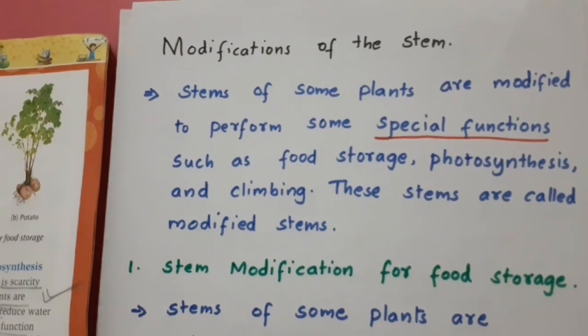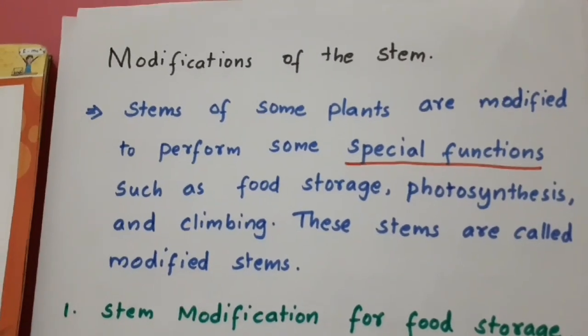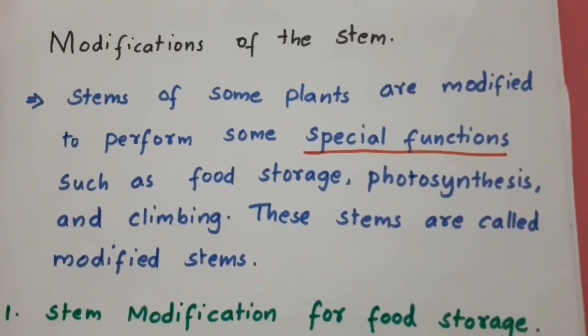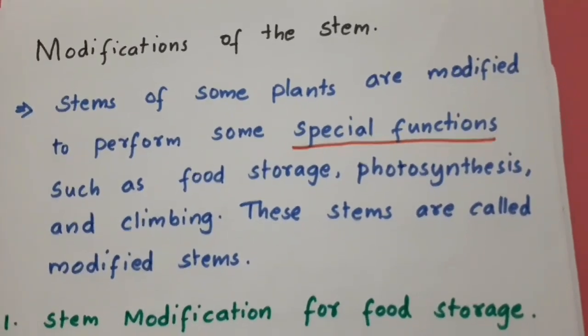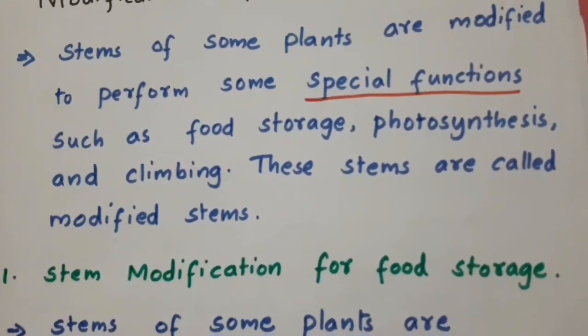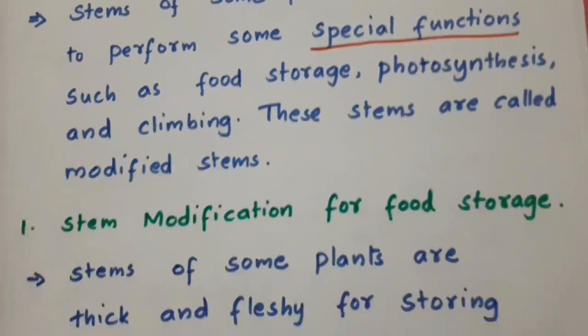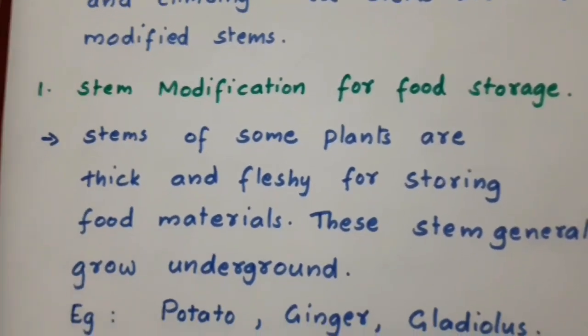Dear children, today we will see about modifications of the stem. Stems of some plants are modified to perform some special functions such as food storage, photosynthesis, and climbing. These stems are called modified stems. Now we will see one by one the stem modification for food storage.